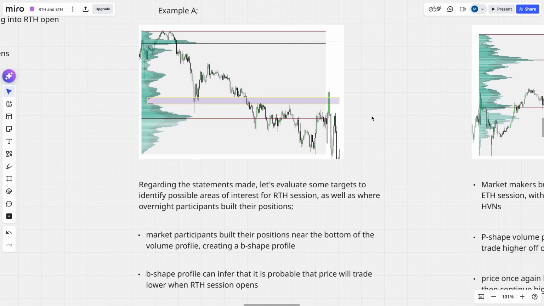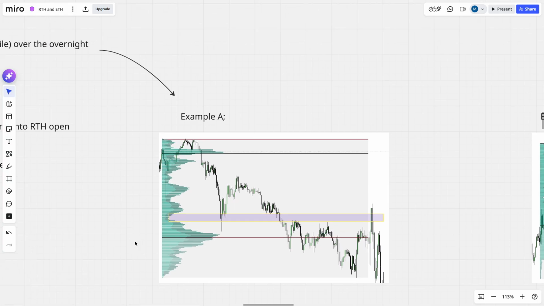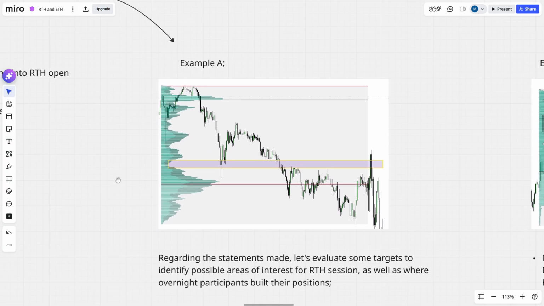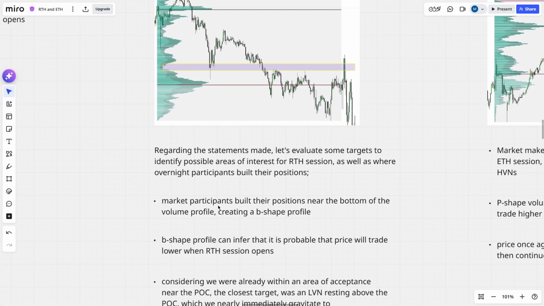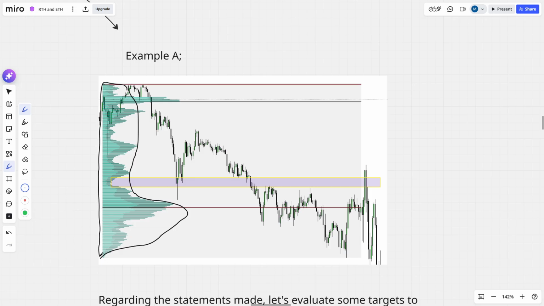So as we can see, let's look for some possible targets and areas of interest within the RTH session, as well as where these overnight participants were able to build their positions. So, market participants built their positions near the bottom of the volume profile. How do we know this? This is not a directly accurate drawing, but let's just say it's like this. You can very clearly see. I do it like this. Yes, it might look like a bit of a distorted B shape, but the concept is the same.